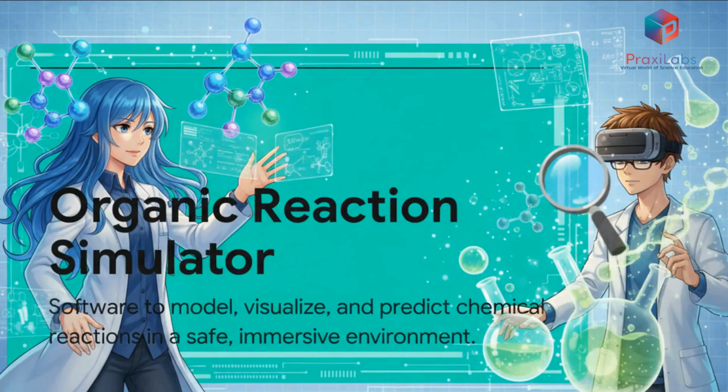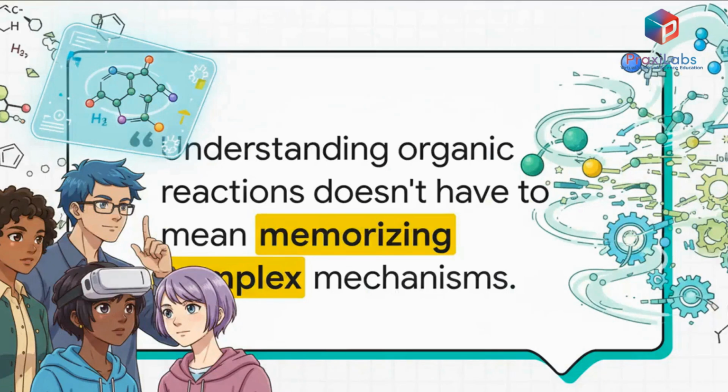So what are we actually talking about here? Basically, an organic reaction simulator is a piece of software that lets you build and see chemical reactions happen right on your screen. And the most important part? It all takes place in a totally safe digital world. No risk, no cost, none of the real-world lab headaches. And this really gets to the heart of it all. The whole point is to move away from just memorizing what happens in a reaction and to start truly understanding why it happens. It's a huge difference.